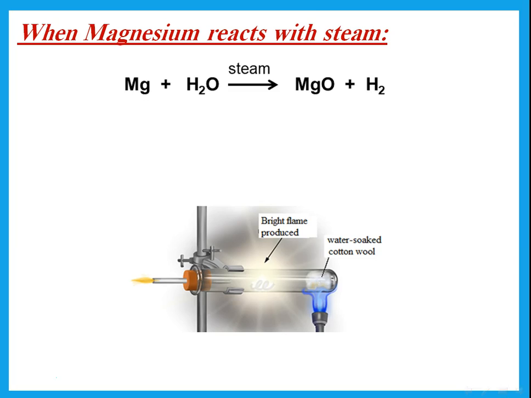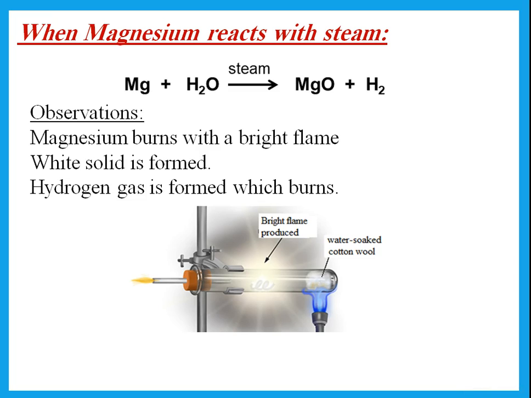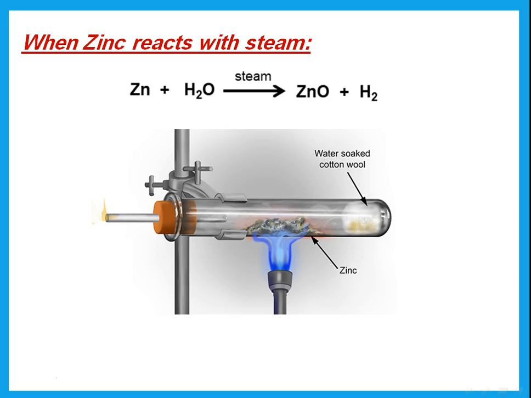And then what is formed? Magnesium oxide, not hydroxide. So a metal that reacts with cold water gives the hydroxide. A metal that reacts with steam will give the oxide: magnesium oxide plus hydrogen. So again, my observations would be that magnesium burns with a bright flame. Magnesium oxide is a white solid, so a white solid is formed, and hydrogen gas is formed, which burns, or we have bubbles of hydrogen gas.